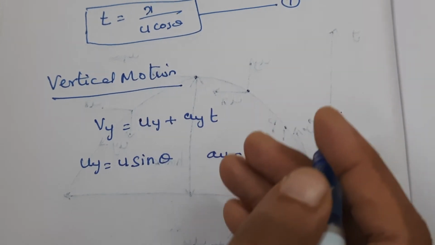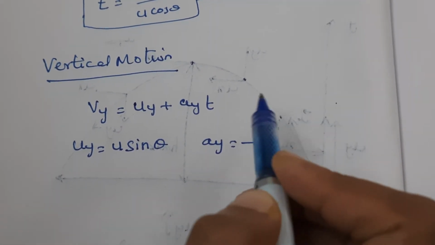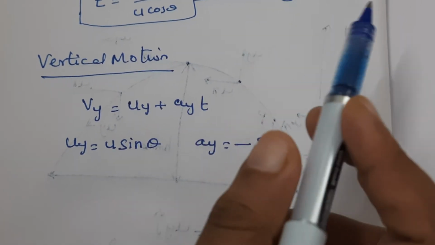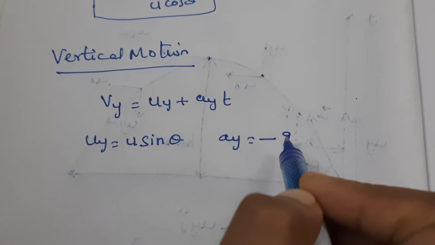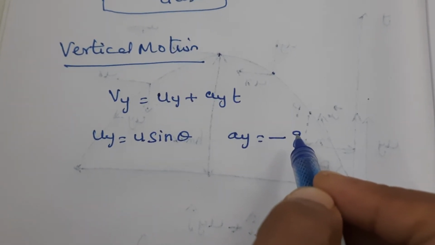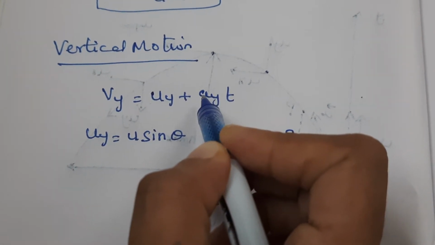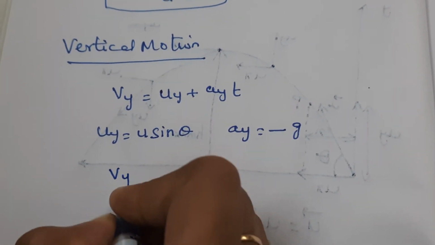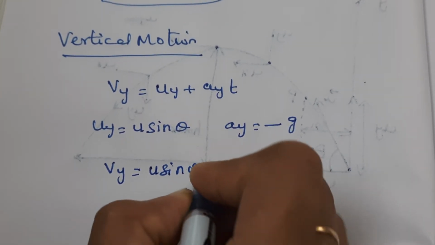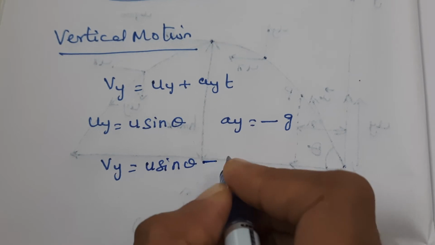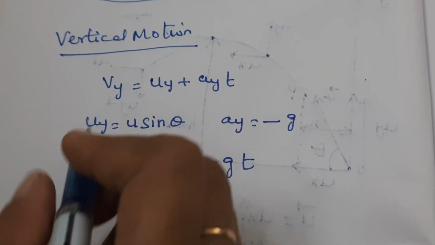We are throwing the ball. So acceleration due to gravity is acting downward. The ball thrown is moving upward. So ay, in vertical motion, we can write minus g because acceleration due to gravity acts opposite to the direction. So how can we write this equation? The vertical velocity vy is equal to uy, u sin theta, minus g into t. This is the vertical velocity.